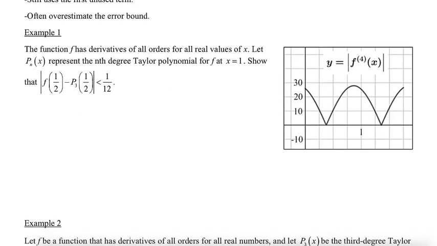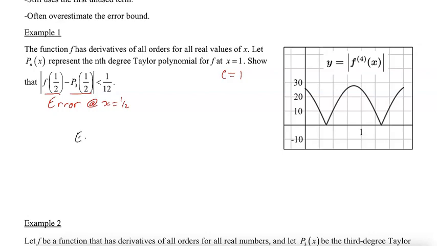All right, so let's take a look at this one. The function f has derivatives of all orders, so that just means I can find a Taylor polynomial for it, for all real values of x. Let p sub n represent the nth Taylor polynomial for f at x equals 1. So what they are telling us right here is that my center is 1. Show that the difference between the actual and the third approximation at 1/2 is less than 1/12. So they're essentially saying the error is less than 1/12 at x equals 1/2, because that's what we're trying to find. They're evaluating f of 1/2 and they're approximating f of 1/2.